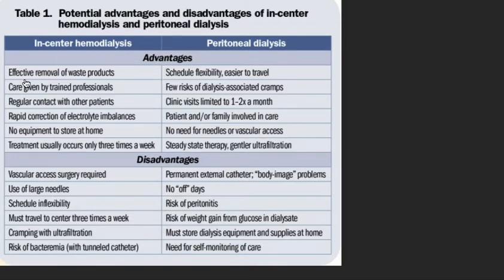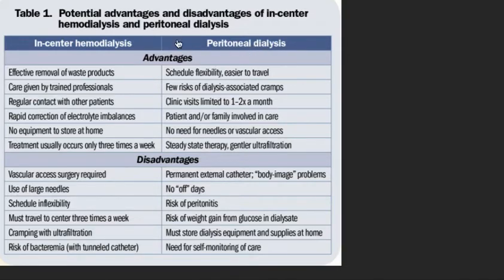You can see over here that for hemodialysis, the advantages are effective removal of waste products, and care given by trained professionals. There is regular contact with other patients, rapid correction of electrolyte imbalance, no equipment to store at home, and treatment usually occurs only 3 times a week. And what are the disadvantages? We need vascular access, so surgery is required, and use of large needles, schedule inflexibility, must travel to the center 3 times a week, cramping with ultrafiltration, and risk of bacteremia with a tunneled catheter.